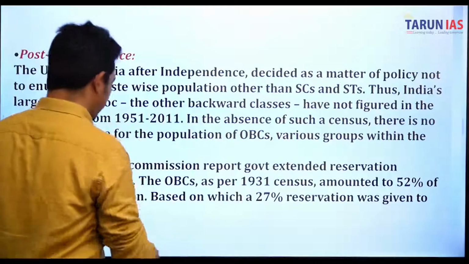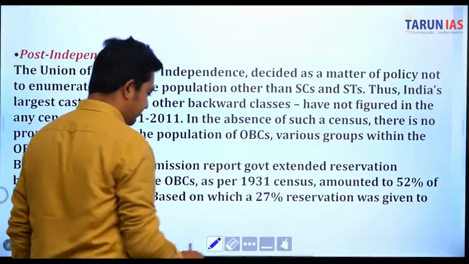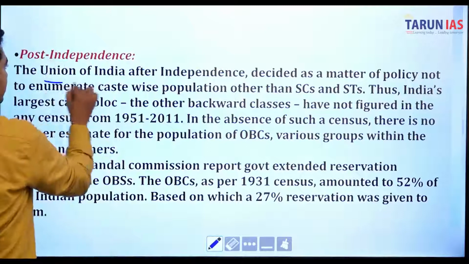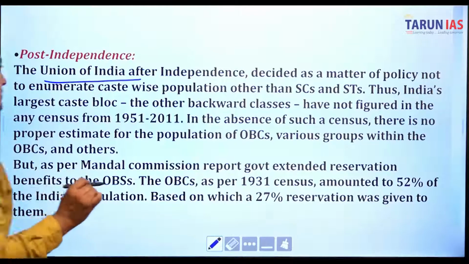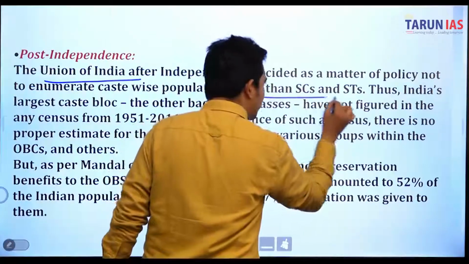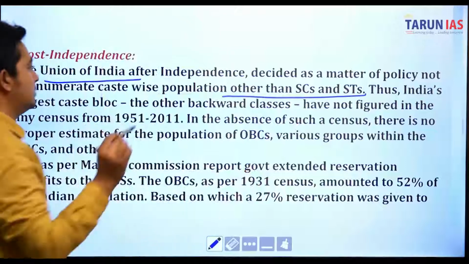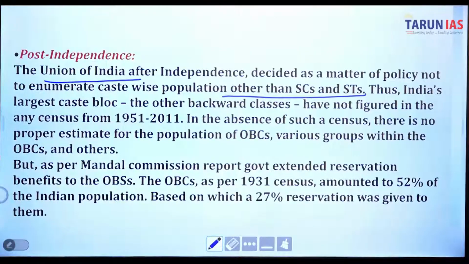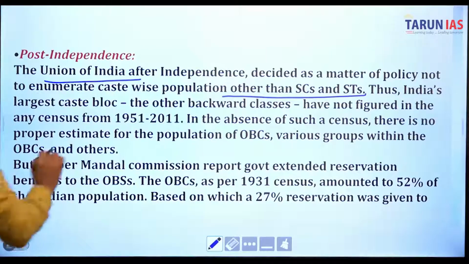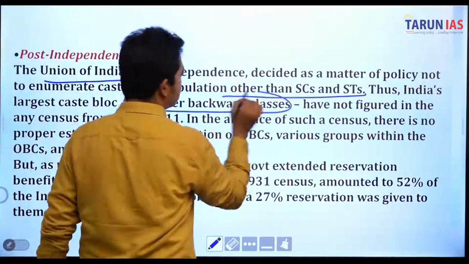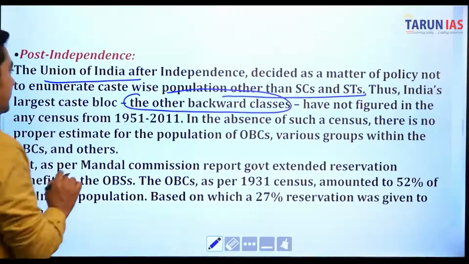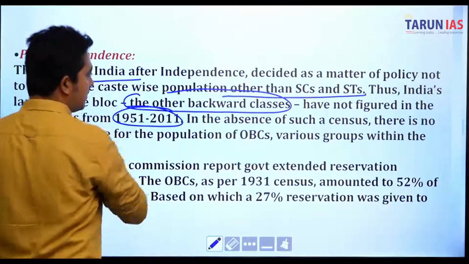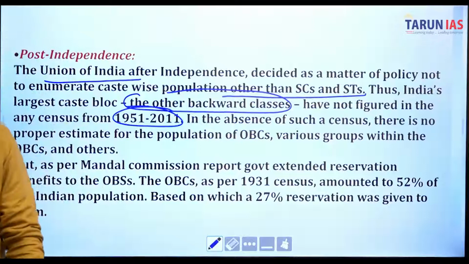Okay. And what about post-independence? The Union of India after independence decided as a matter of policy not to enumerate the caste-wise population other than SC and ST. So somehow OBC were not to be counted. Thus India's largest caste block, the Other Backward Classes, OBC, has not figured in any census from 1951 to 2011. It means OBCs are deprived in this policy.